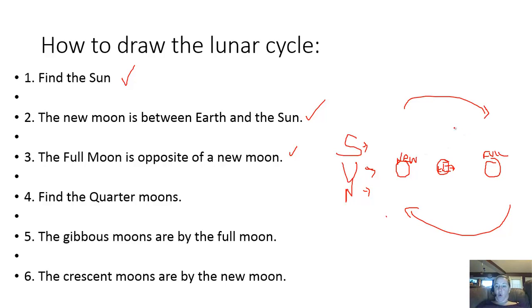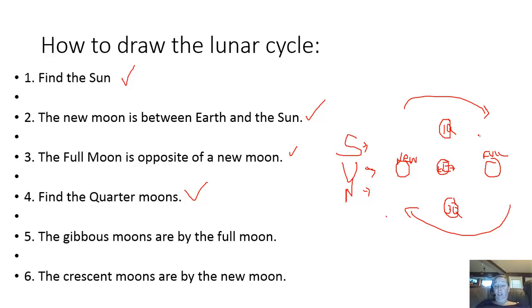So my quarter moon is going to be here. This is my first quarter moon, and I'm just going to put one Q here. And this is my third quarter moon, and I'm going to put a 3Q here for quarter moons. I just got my first 4 major phases. Done. Check them off. Now, the hard part to me is remembering those gibbous and those crescent moons.